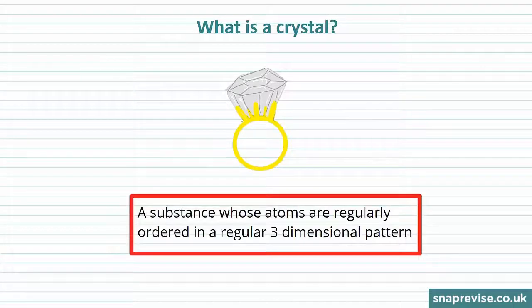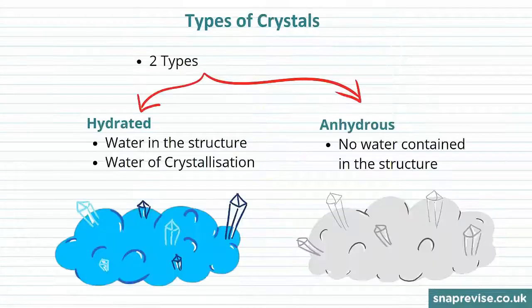So the first key point that we have to look at is what is a crystal? Well, we know crystals are shiny and bright. Well, the definition of crystals that we have is a substance whose atoms are regularly ordered in a regular three-dimensional pattern. And we're going to look at two different types of crystals.